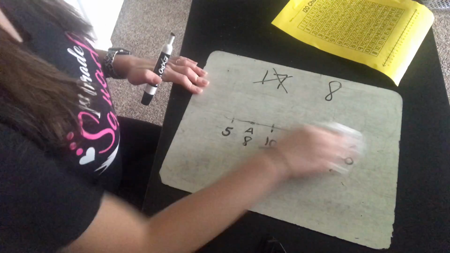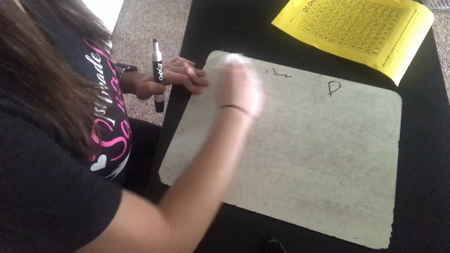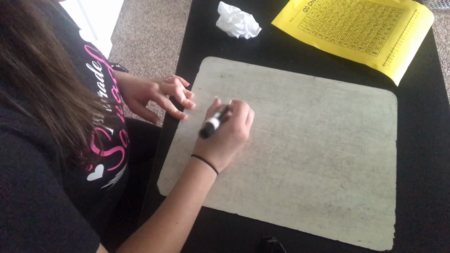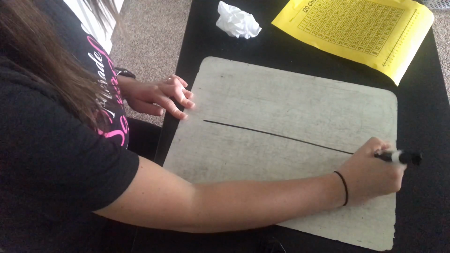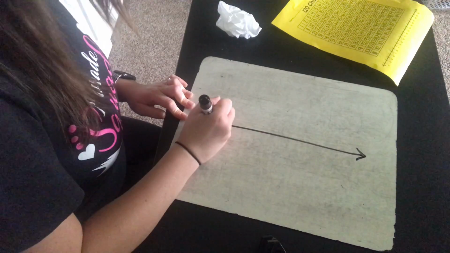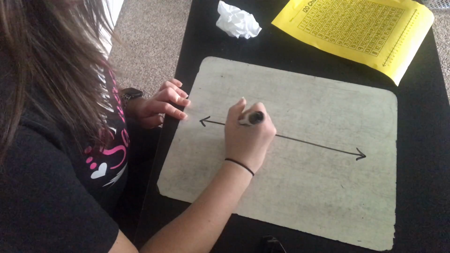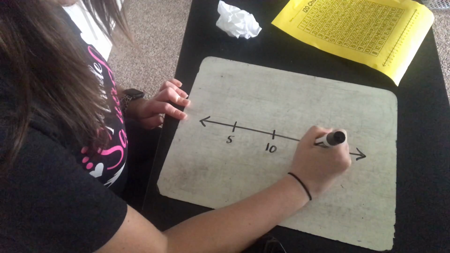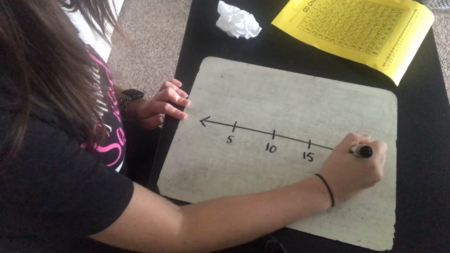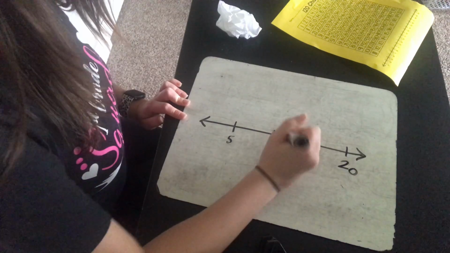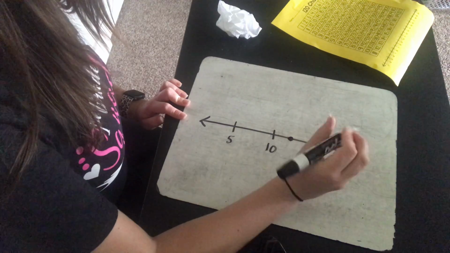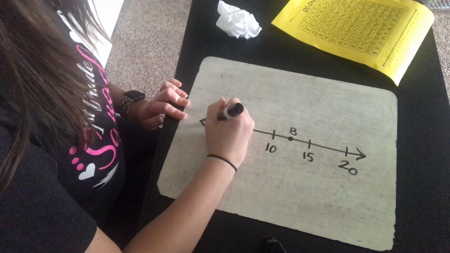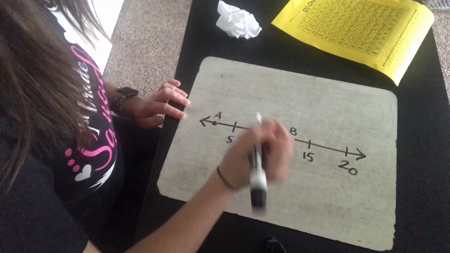Let's try one more. And this time after I draw it, I want you to pause and think in your head what would go at each of the different letters, and then we'll see if you get it right. Okay, we're going to do one here. This will be B, and we'll do A here.